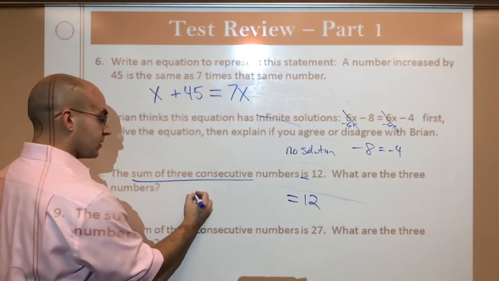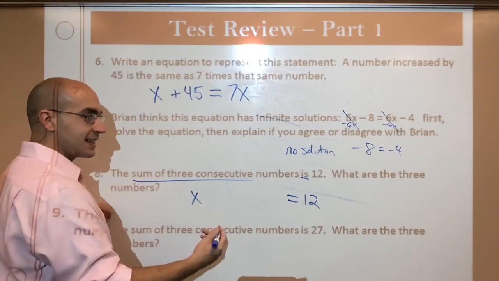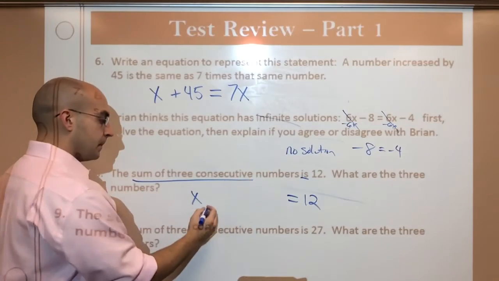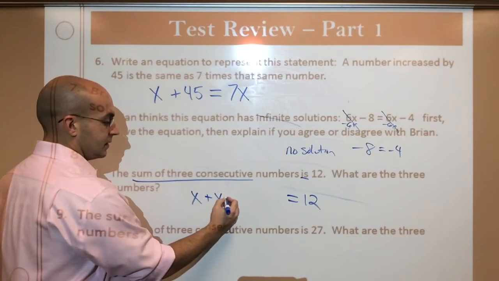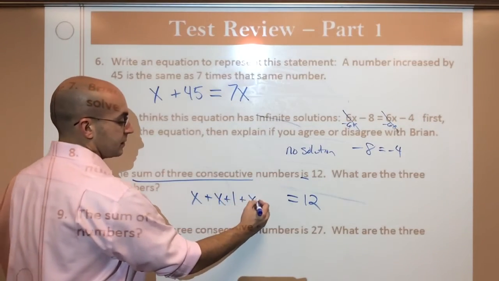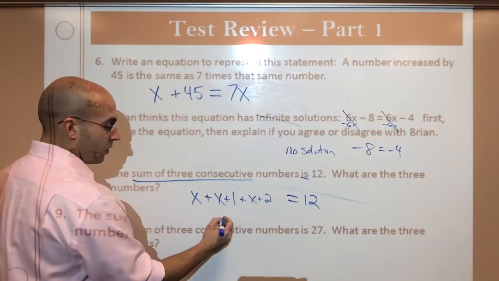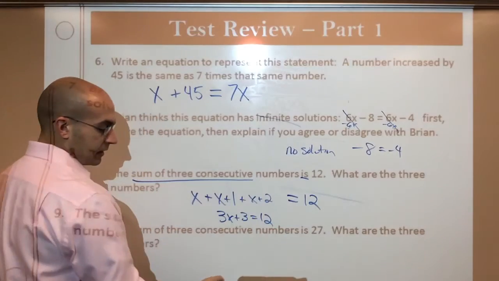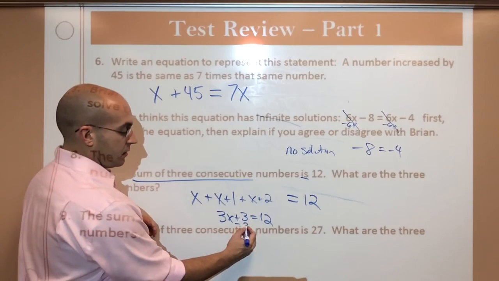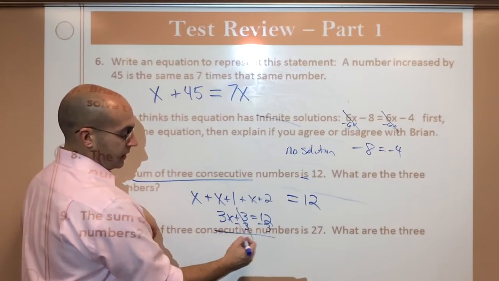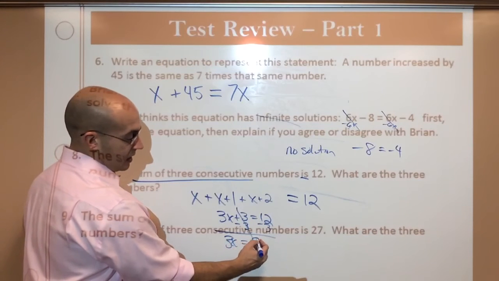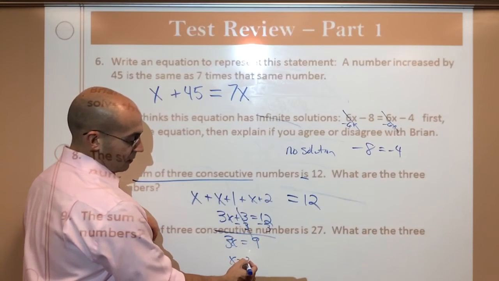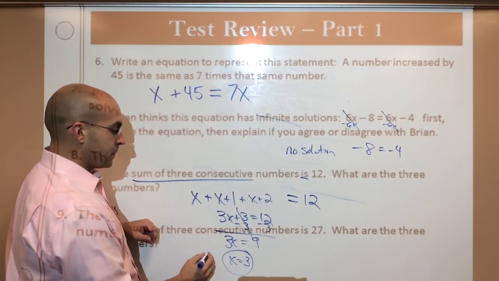So we have to label the first number as x, and they're consecutive, so they're one after the other. So the second number has to be x plus 1, and the third number has to be x plus 2. If I add all those up, I get 3x plus 3 equals 12. Now I've got a 2-step equation that I know how to solve. Let's subtract 3 on both sides, and I'm left with 3x equals 9. So x is going to be 3, but that doesn't give me the answer technically.